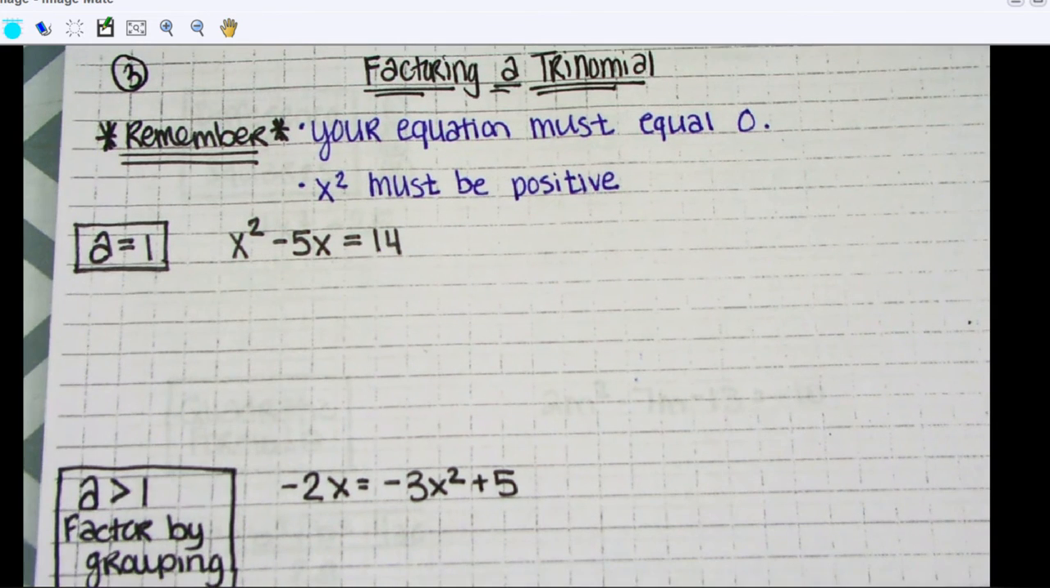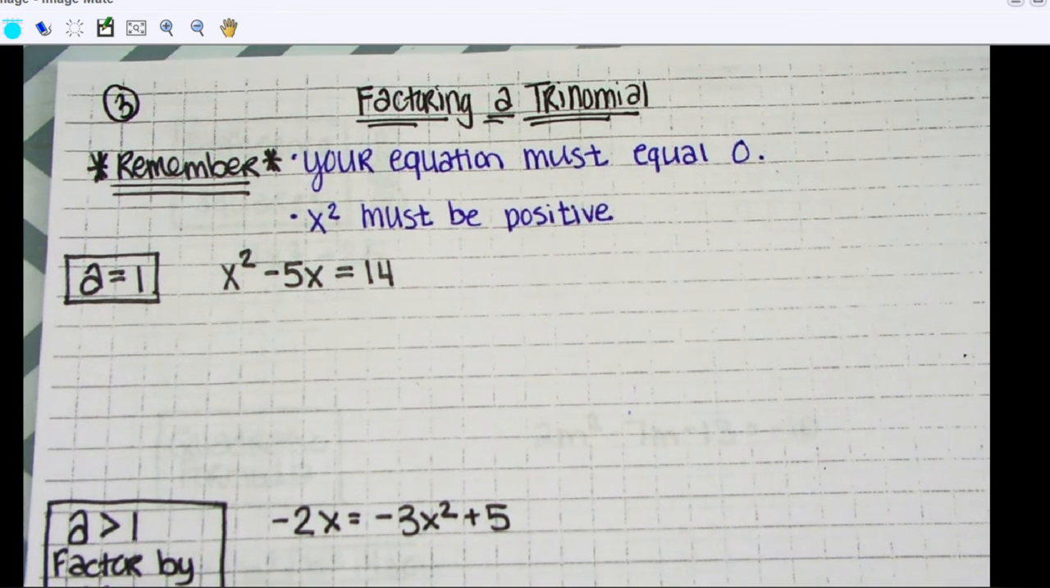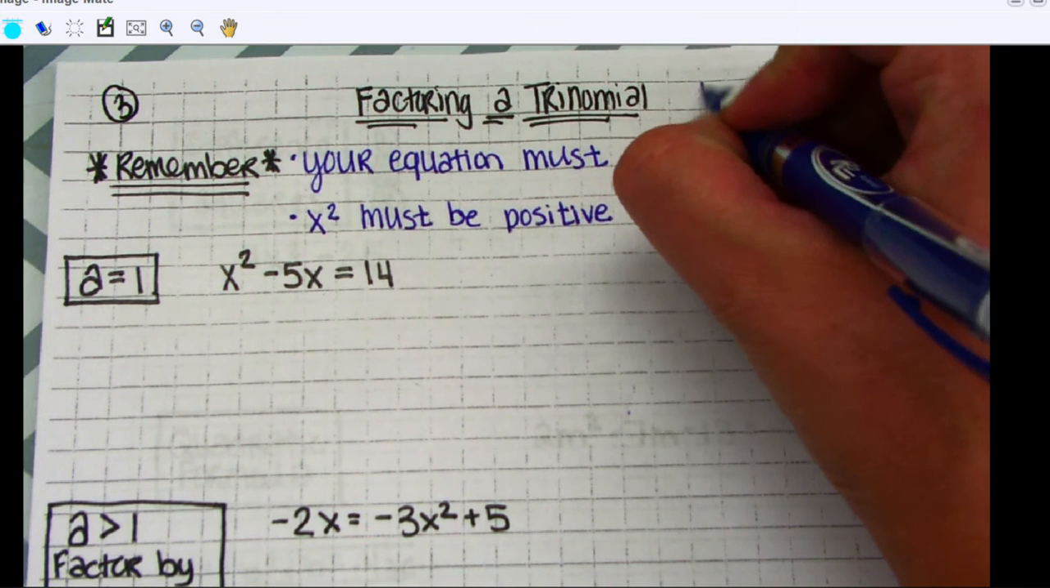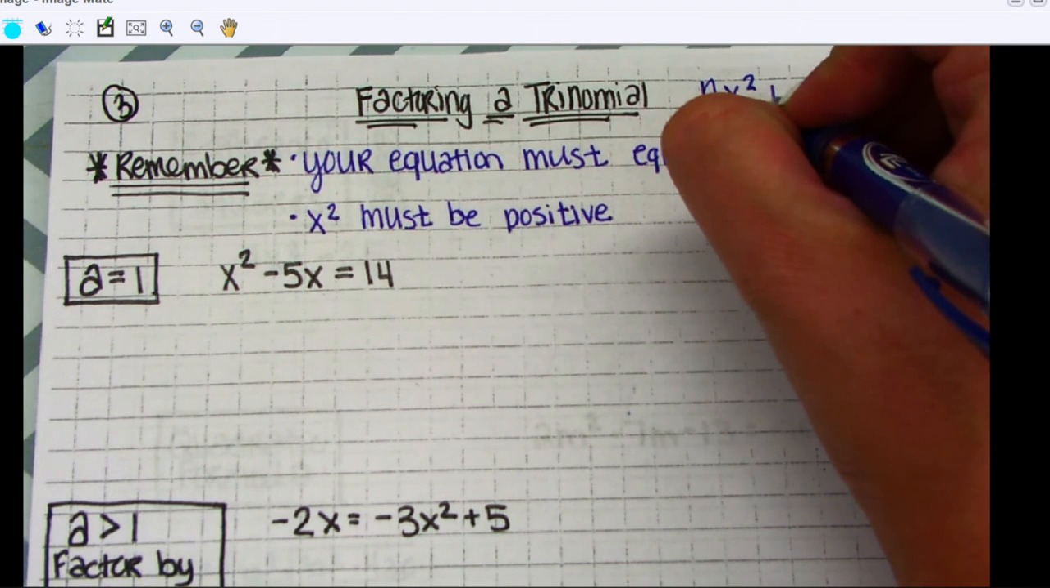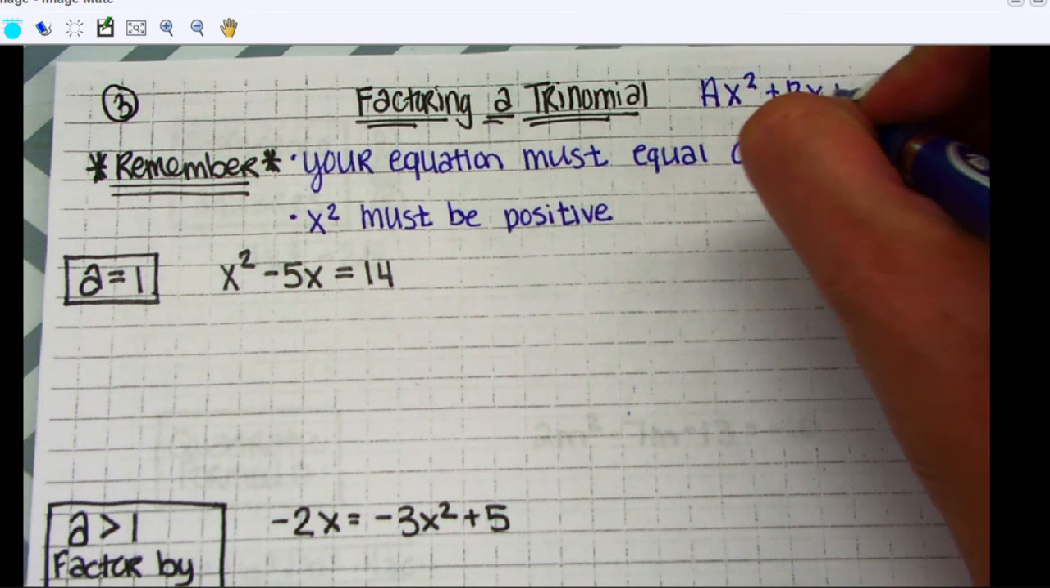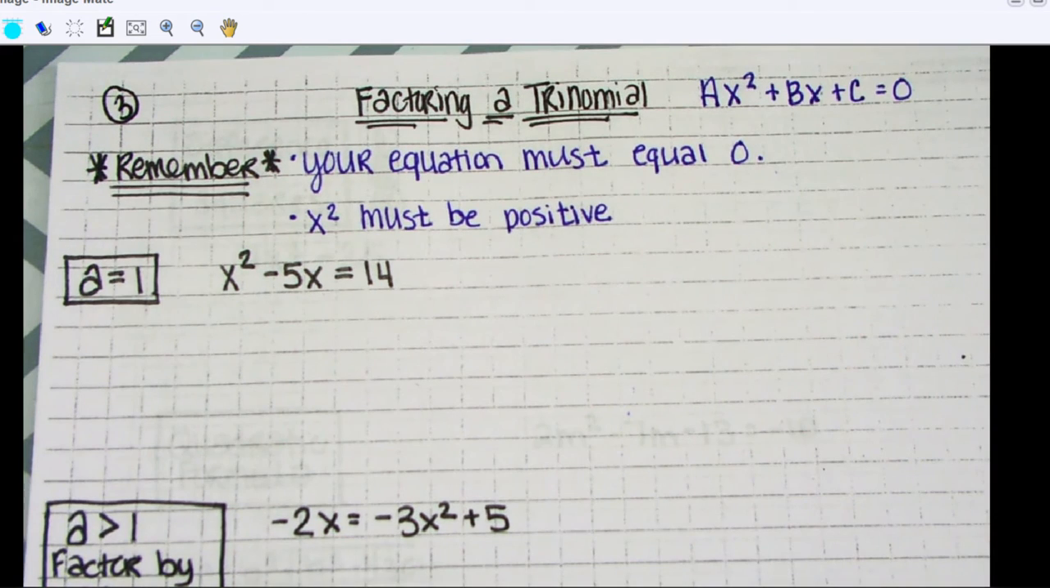So when we use the term a equals 1, in a trinomial, it looks like this: ax squared plus bx plus c equals 0. That's the generic term. If the a value equals 1, you can use the shortcut, not factor by grouping. So I'm going to show you the shortcut. I know most of the Algebra 1 teachers always teach factor by grouping, but there's a lot faster way to do it. So as long as your a value equals 1, we can do a shortcut.